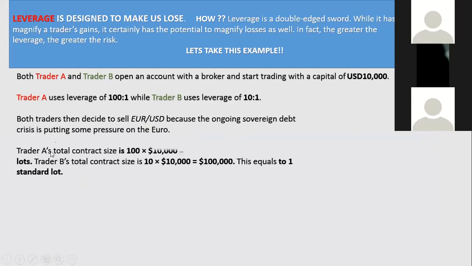So what I said here is leverage is designed to make us lose. How? Leverage is a double-edged sword. While it has the potential to magnify traders' gains, it certainly has the potential to magnify losses as well. In fact, the greater the leverage, the greater the risk. Both trader A, okay, so let's take this example.